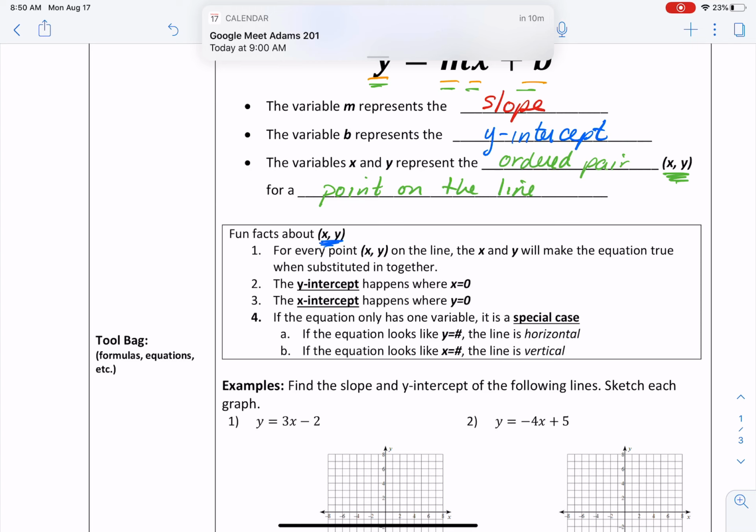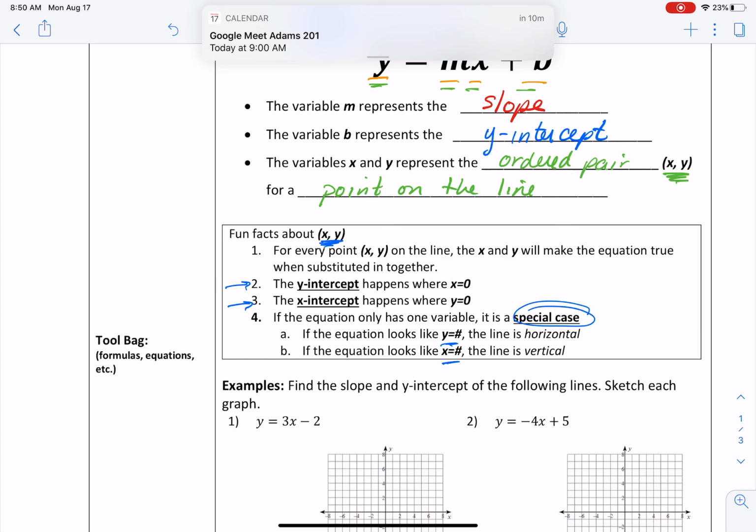The x-intercept, sorry I skipped ahead, is where y equals 0, and the y-intercept is where x equals 0. So where it crosses the axis is where the opposite coordinate is 0. If the equation only has one variable, like x equals or y equals a number, then they are special cases that give you horizontal and vertical lines.